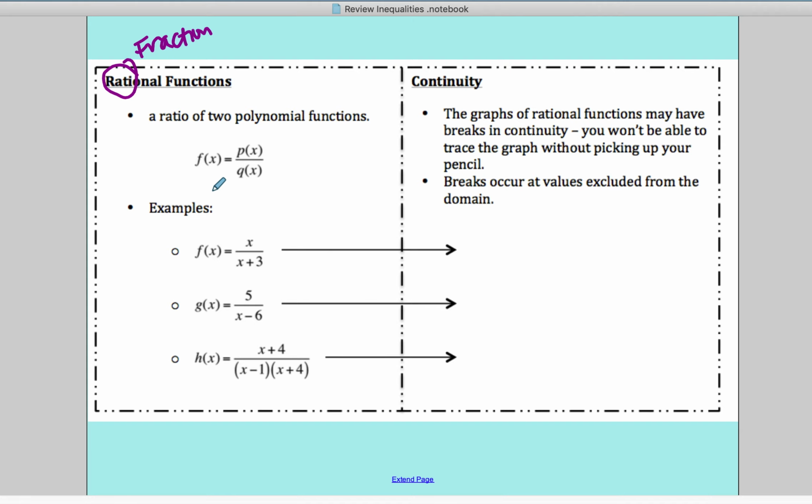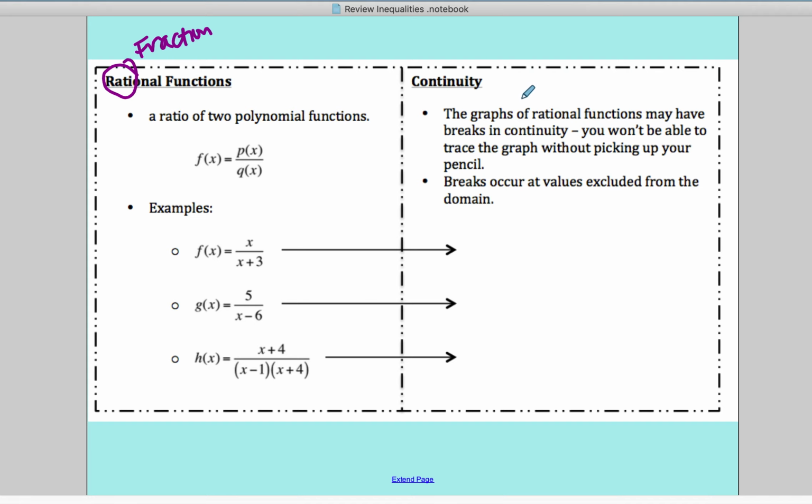And there are some things you need to be aware of when we're looking at rational functions. We need to be aware of when something is continuous, or its continuity. The graphs of rational functions may have breaks in continuity. So that means you won't be able to trace the function without picking up your pencil.